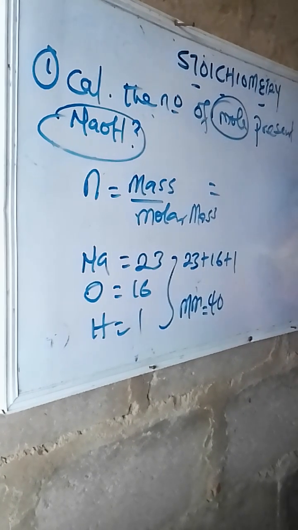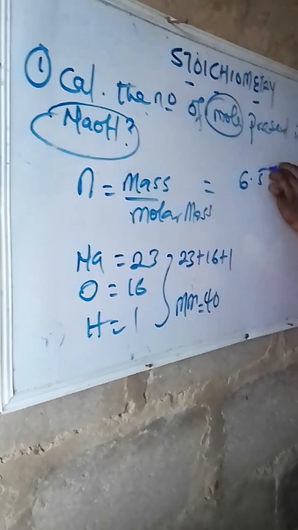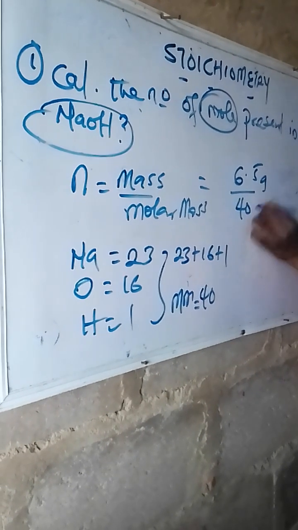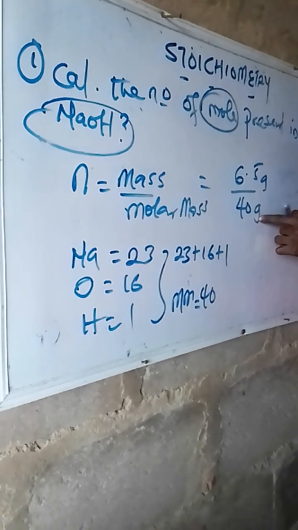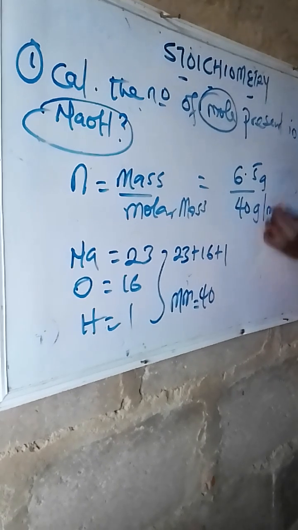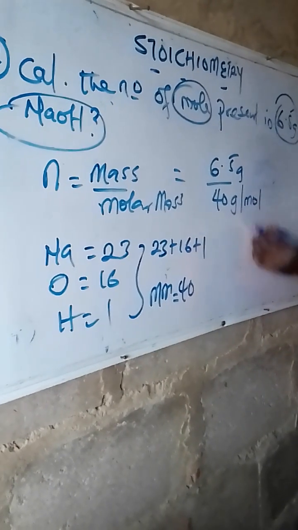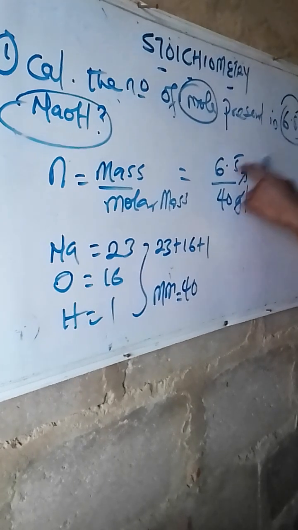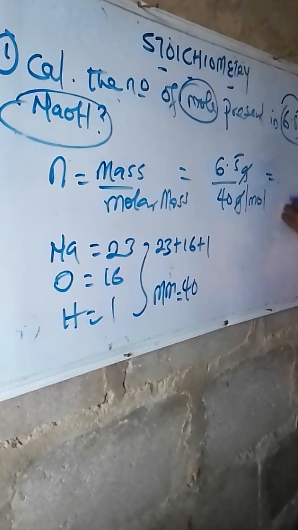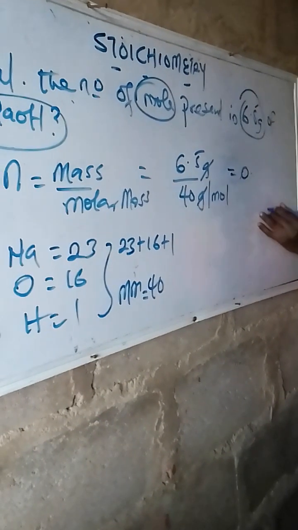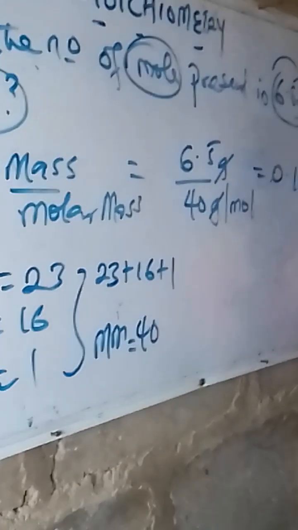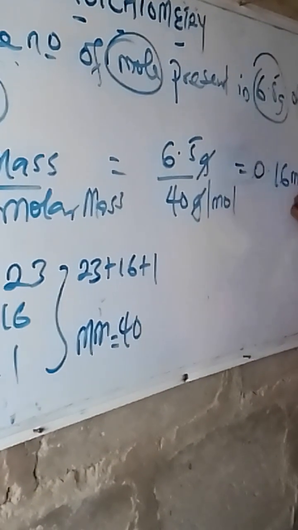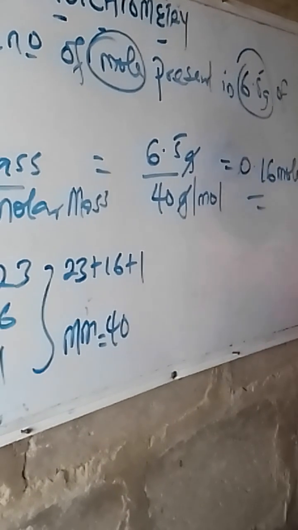It's very simple now. It will be 6.5 grams divided by 40 grams per mole. The SI unit of molar mass is gram per mole. Are we together? Gram settles gram, and we are left with mole. 6.5 divided by 40 gives 0.16. The SI unit for the mole is n, the unit is moles. Are we together? That is the answer.